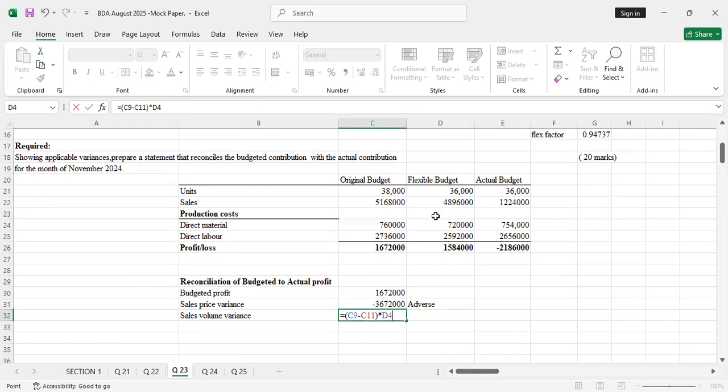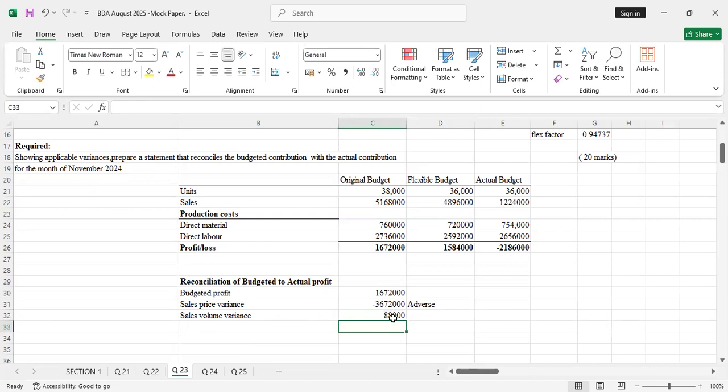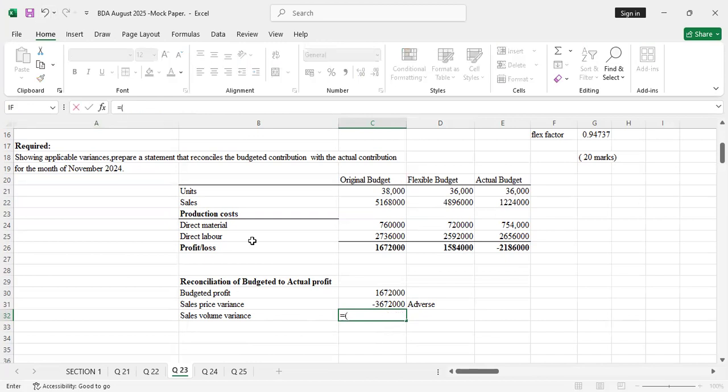As a businessman, if you budgeted for 38,000 and you end up selling 36,000, below what you budgeted for, that's an adverse variance. If I enter it this way, it will give me a positive figure. No, this one is not supposed to give you a positive figure. It should be negative, so let me do it again.